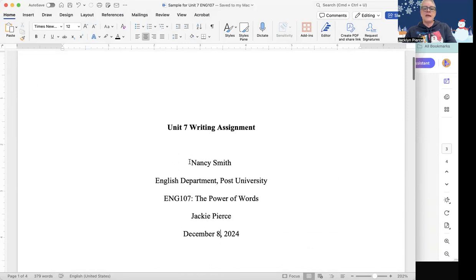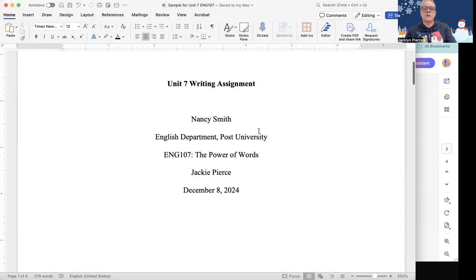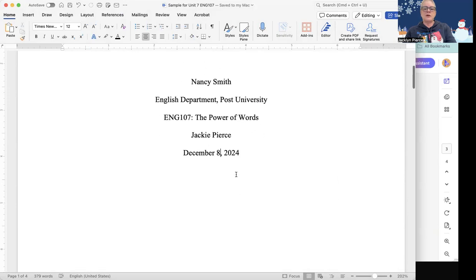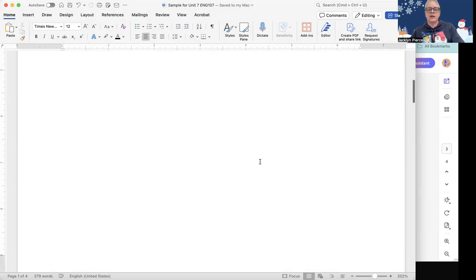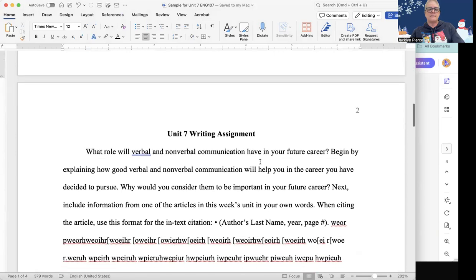We've got the student's name on the second line, English Department, Post University. You guys should be familiar with this all by now. And then the last line on the cover page is the date. And Sunday's date is December 8th. That is the due date for this assignment, so I went ahead and changed it on this.